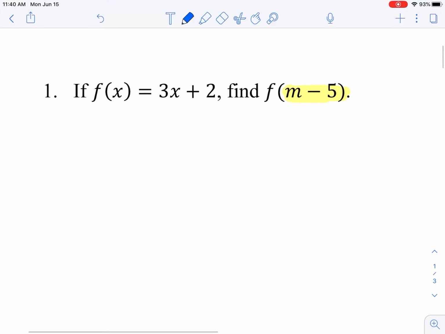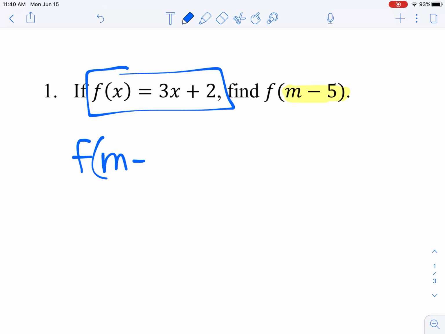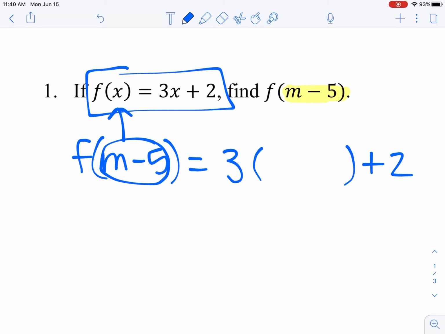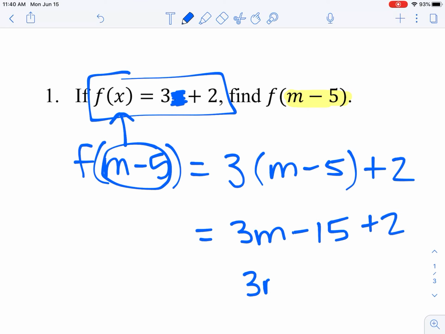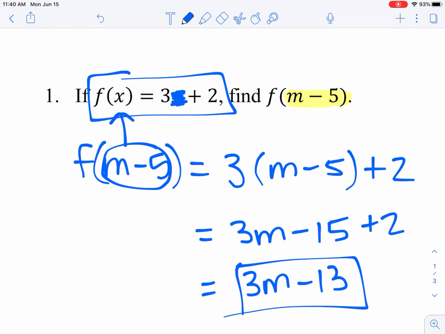So in number 1, f of x is given, and here's my rule for f of x, but I want to find f of m minus 5. This means I am substituting an m minus 5 in anywhere that I saw an x. So for 3x plus 2, instead of x, sometimes I like to cross it off and put a parenthesis, I put in m minus 5. From here you just simplify. So distribute the 3 to the m minus 5, you get 3m minus 15, and then add 2, and then combine like terms, so 3m minus 13 is that final answer.